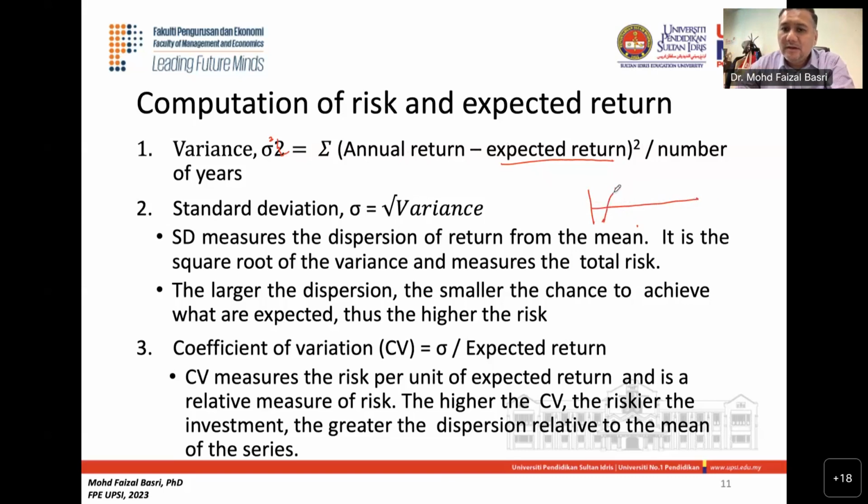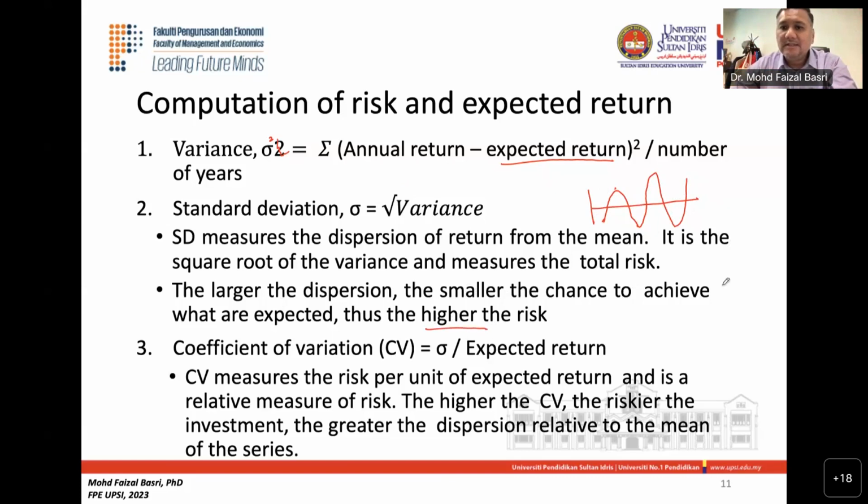So if we plot, you can see that the rate of return disperses or varies quite far from the mean. This indicates that the standard deviation will be high, and therefore your risk is considered to be high as well. So the larger the dispersion like this, the smaller the chance for you to achieve your expected return. That's why we call them a high risk investment.